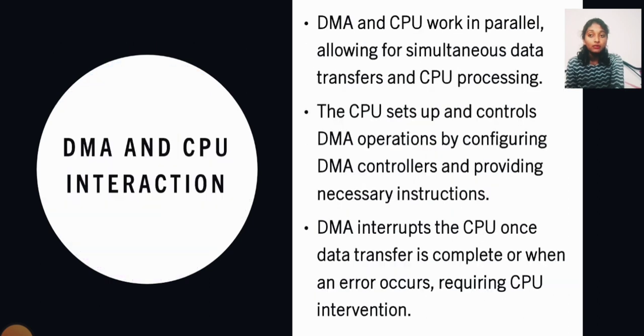So the next is DMA and CPU interaction. DMA and CPU work in parallel, allowing for simultaneous data transfer and CPU processing. The CPU sets up a DMA operation by configuring DMA controllers and providing necessary instructions. DMA interrupts the CPU once data transfer is complete or when an error occurs requiring CPU intervention.